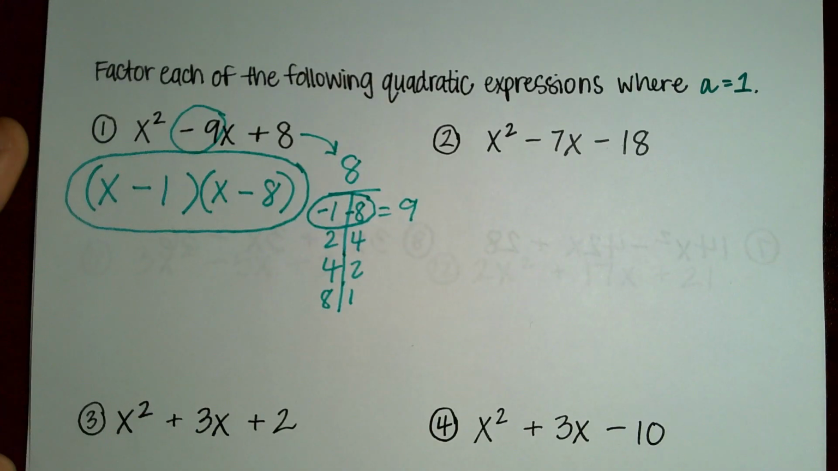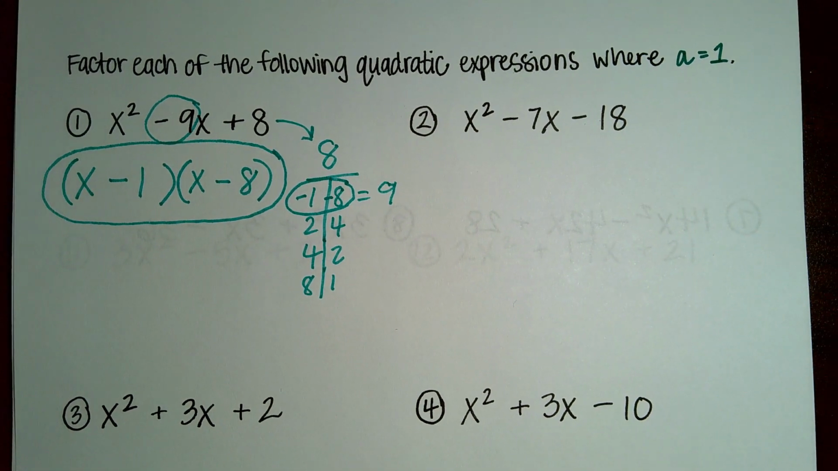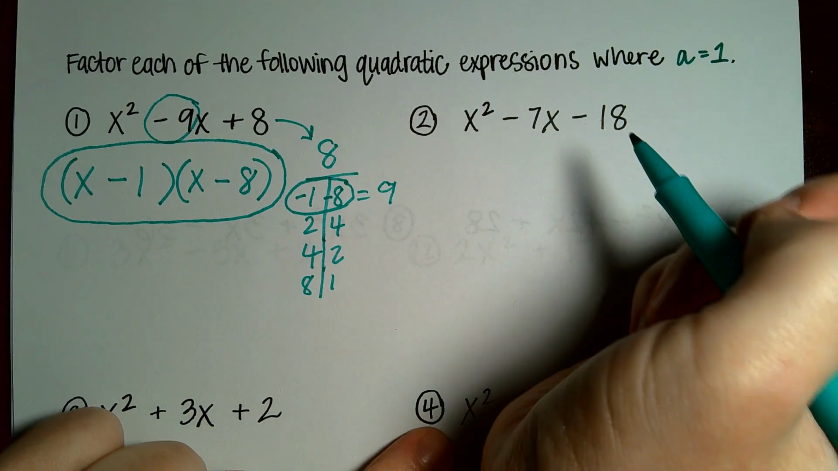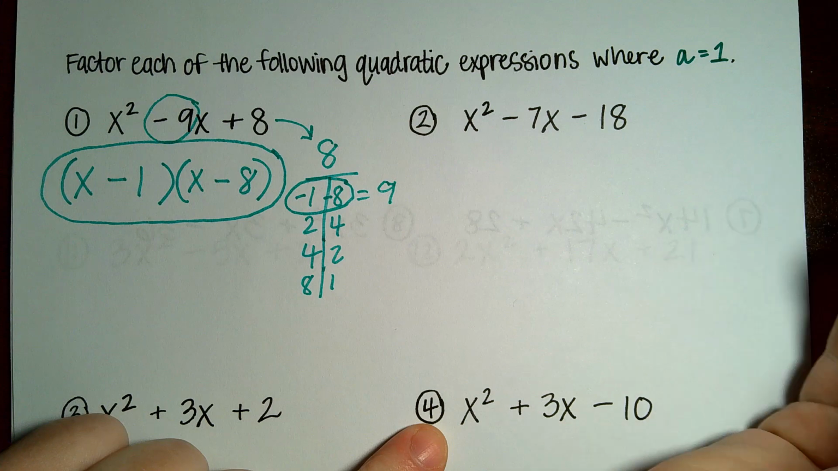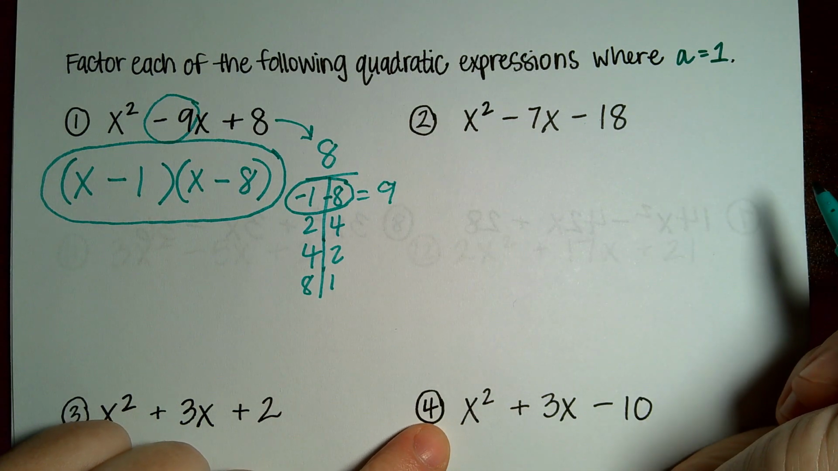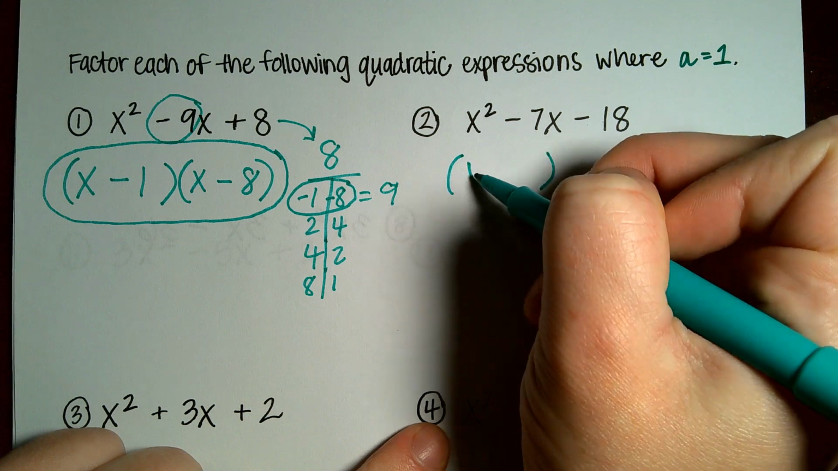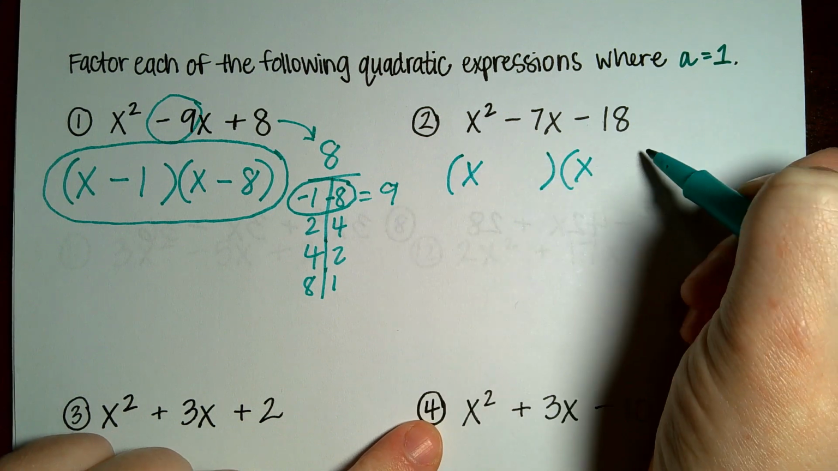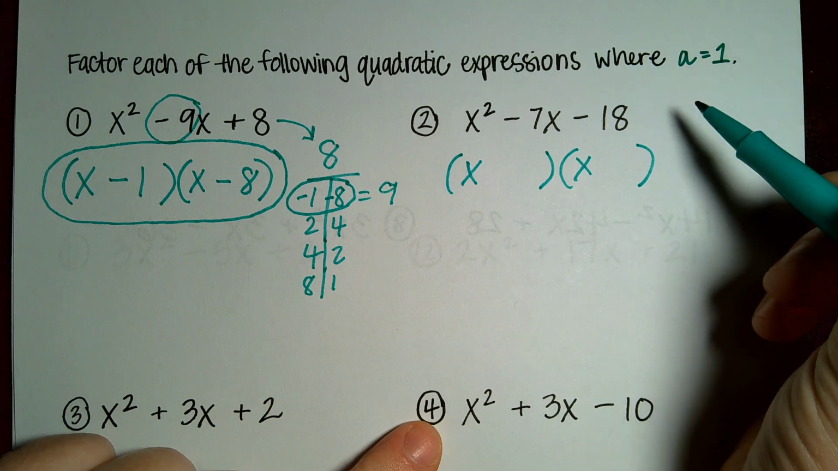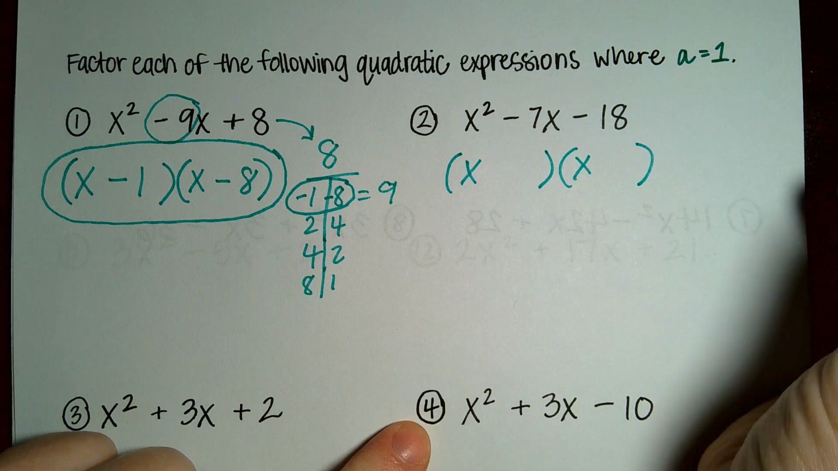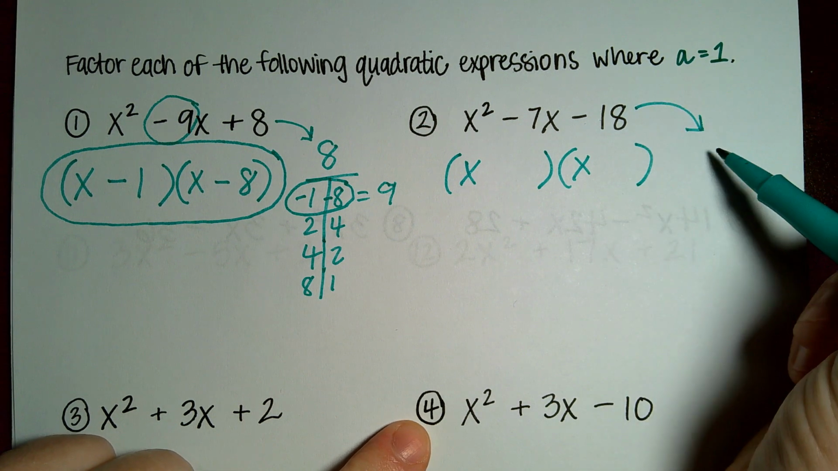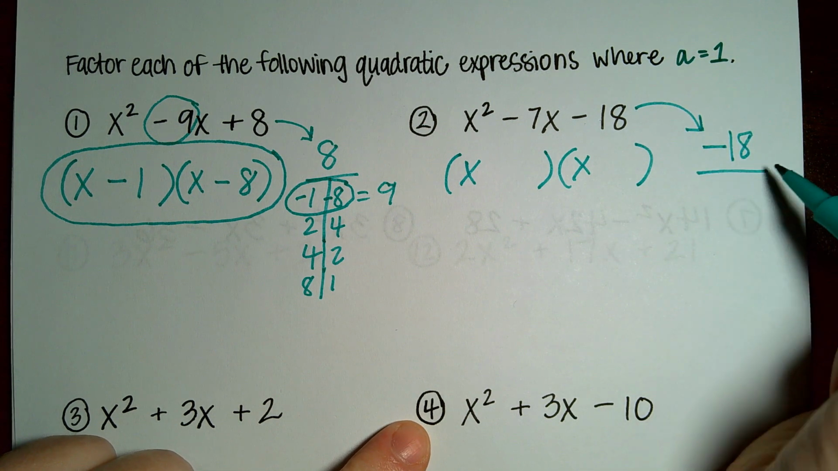Here we go. Perfect. Okay, let's look at number 2. Got x squared minus 7x minus 18. What's my answer going to look like? Yeah, I'm going to have x's at the beginning of both my parentheses. And then what should I do to figure out the numbers? Factors of negative 18. Exactly, factors of negative 18.